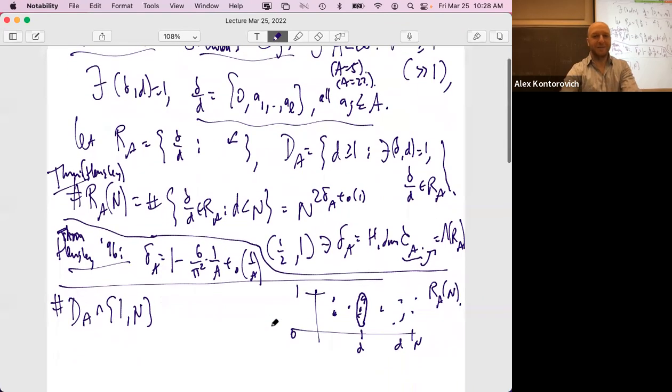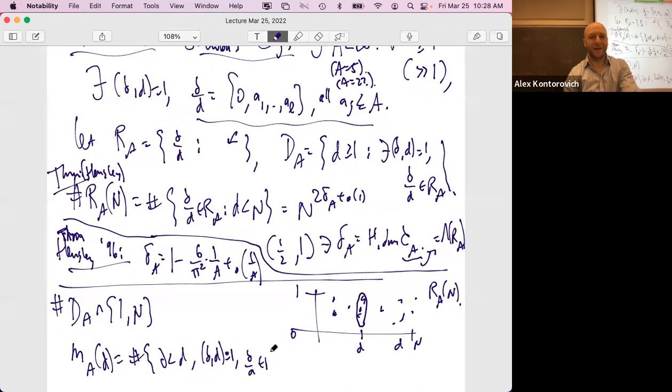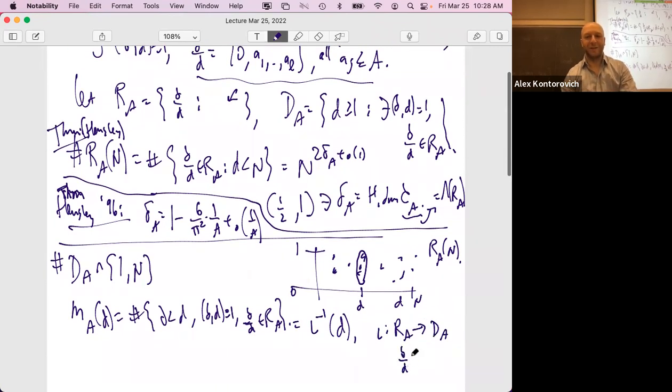Right. So this multiplicity, m_A(d), is the number of b less than d, coprime to d, so that b over d is in R_A. Right, this fiber. This is the pre-image, the inverse image of d under iota, where iota maps R_A to D_A, sending a fraction b over d to d.